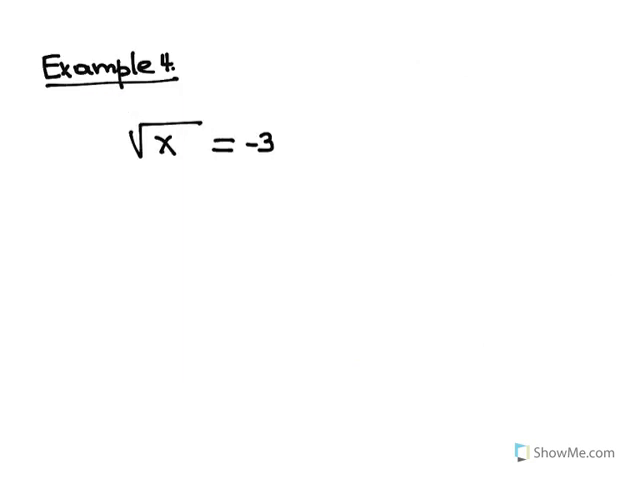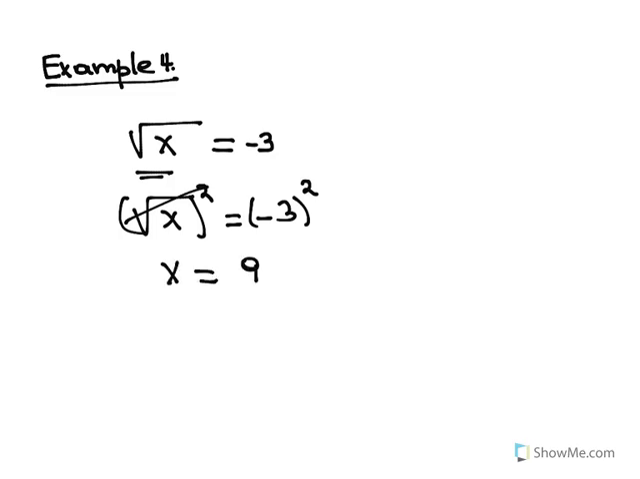Okay, so let's go with example 4. Example 4 is really easy. So I have my radical isolated, so I need to square on both sides. And here I have x equals 9. Okay, now let me check. Let me see what happens when I check.